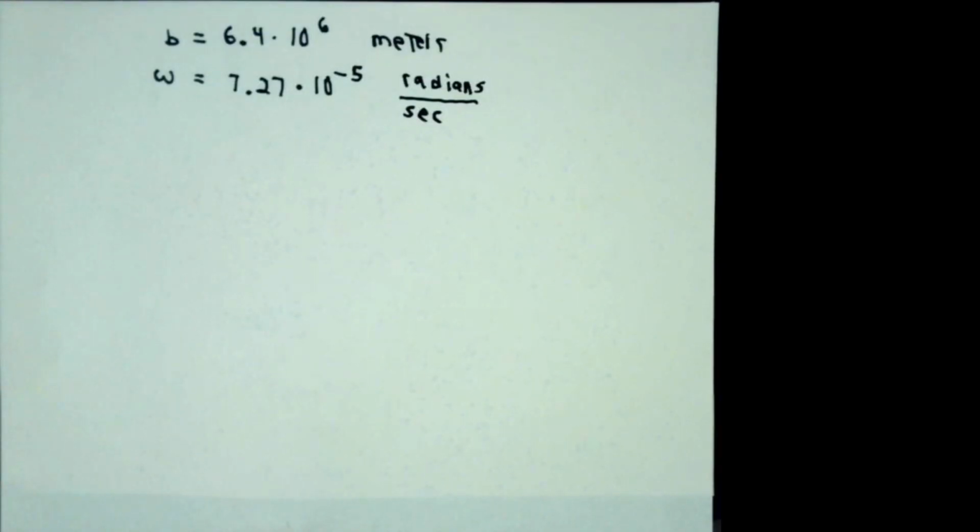The radius b, again, is 6.4 times 10 to the 6 meters. Omega is 7.27 times 10 to the minus 5 radians per second. And recall from your trigonometry that the word radian is just sort of a bookmark. Radians are dimensionless units. Omega is really, if I want to think of it that way, 7.27 times 10 to the minus 5 reciprocal seconds.